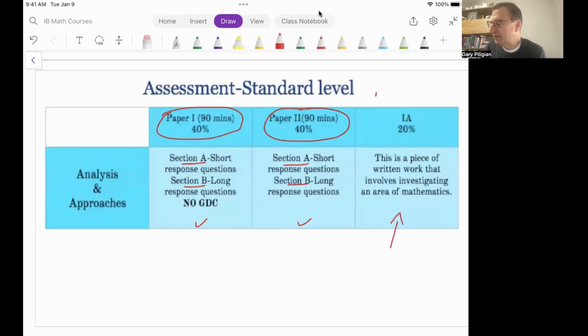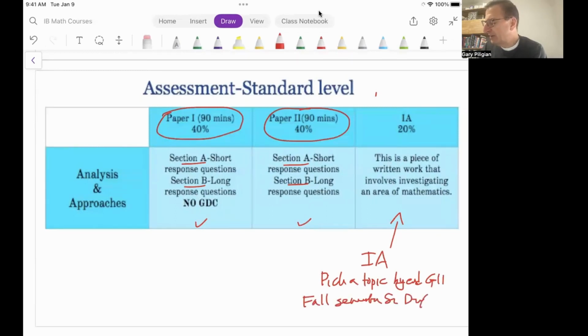And then you will have an internal assessment to do. The goal is to pick a topic by end of grade 11. That way you can work on it over the summer if you want to. You don't have to, but it would be helpful. Most of your work will be done in the fall semester of senior year, where you will write a draft, and then your final will be due January, February of senior year.